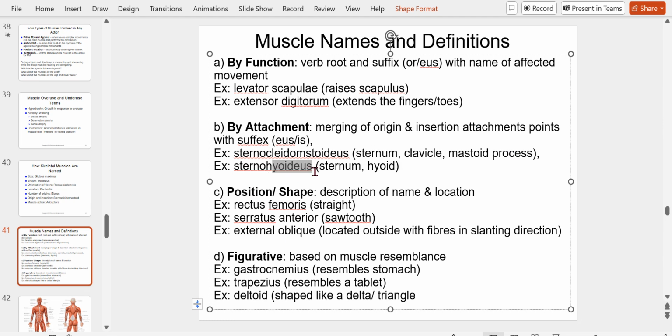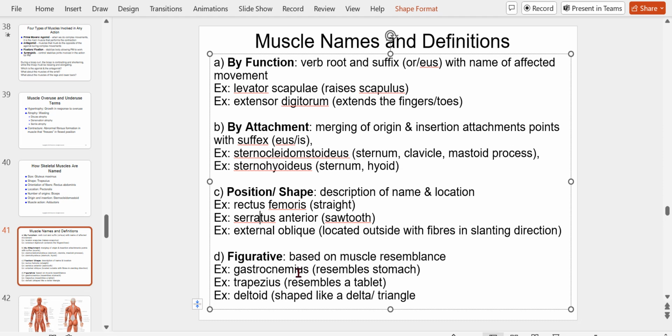Sternohyoid, your hyoid bone. There are only two bones in the body, which we've done already in the bone section, that don't articulate. Great word, articulate. Means joint. There are two bones that don't really articulate with any other bones, and that's the kneecap and the hyoid bone. We'll show you those.